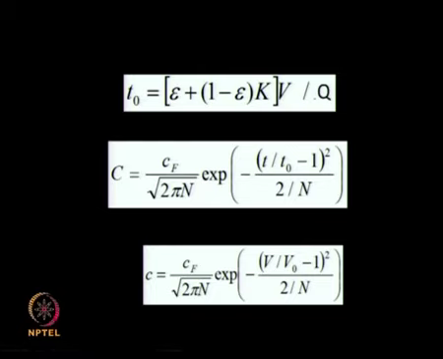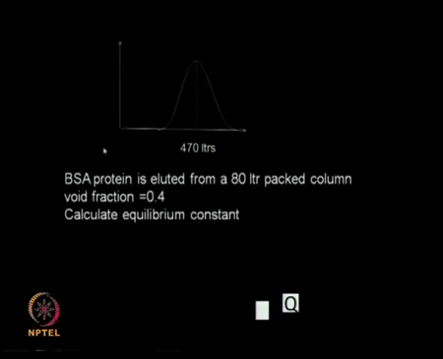Okay, now let us keep doing some more problems so that these concepts become very clear. Imagine I am using a chromatographic column to purify BSA, bovine serum albumin protein. The column is a packed column of 80 liters with a void fraction of 0.4. That means 1 minus 0.4 will be the amount of solids present inside. Now this particular peak comes at a retention volume of 470 liters.